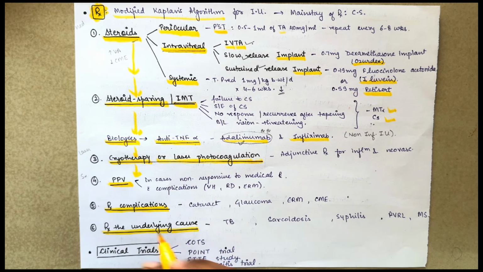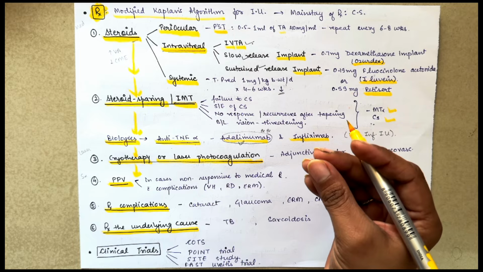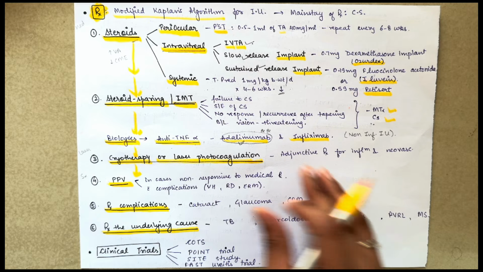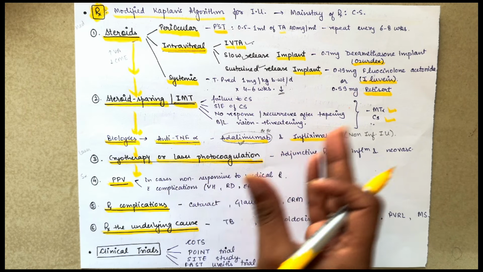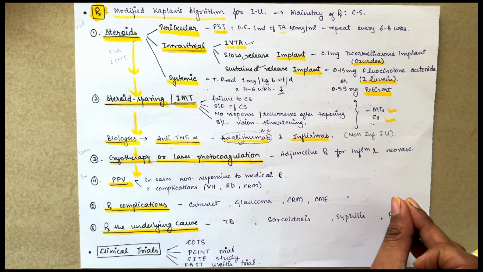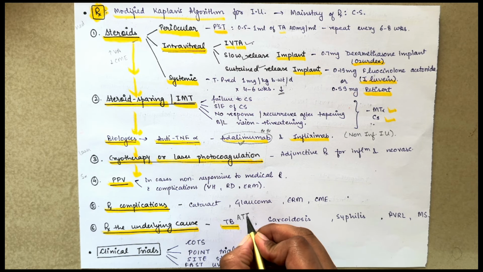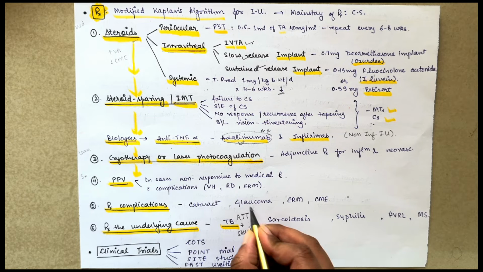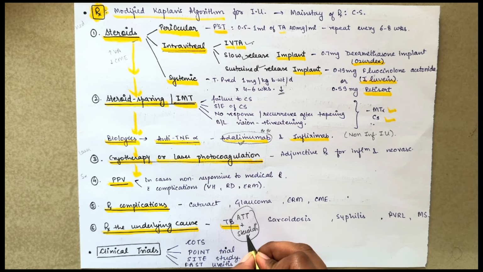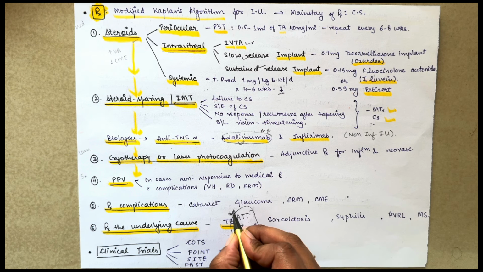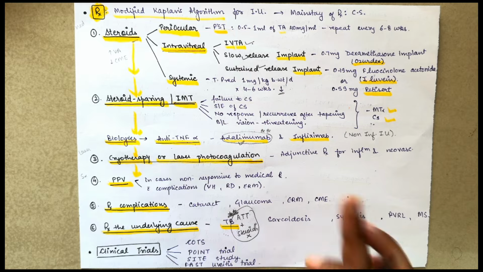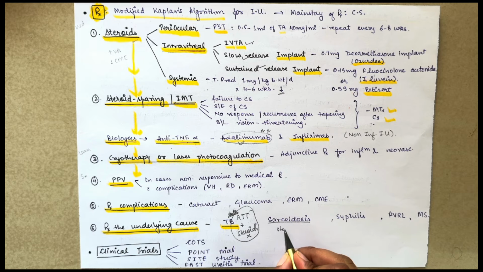Next important thing which generally PGs forget to mention in exams while writing their answers, that it is okay that you give steroids, biologics and this, but if you do not treat the underlying cause, the intermediate uveitis is not going to be treated. So it is important that if you are having TB, you give ATTs first and then start the steroids. It is important that you do not give steroids without ATT. So this you need to mention, and this is a very important part to remember. In sarcoidosis also, you give steroids, but the duration is a little longer.